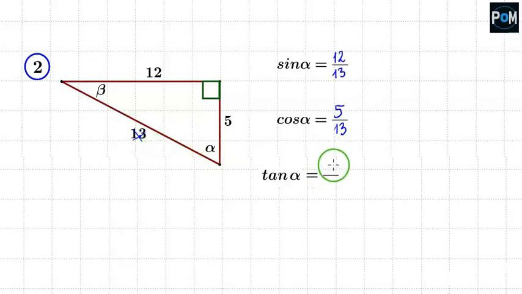At the top, in the numerator, we put what we have in sine. In sine, we have 12, which is opposite this angle alpha. Opposite angle alpha, we have 12. In tangent, it goes up. And the denominator is the other leg, which is 5.